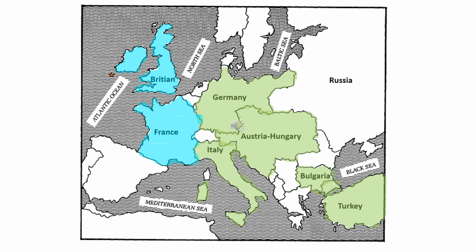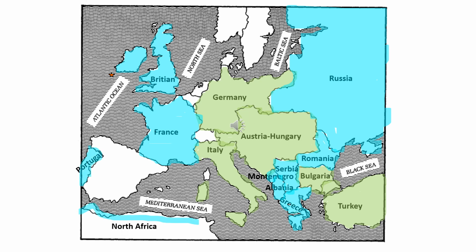Russia and Romania, Serbia, Montenegro, Albania and Greece, Portugal, and North Africa. And these blue countries were called the Triple Entente, or the Allied Powers.